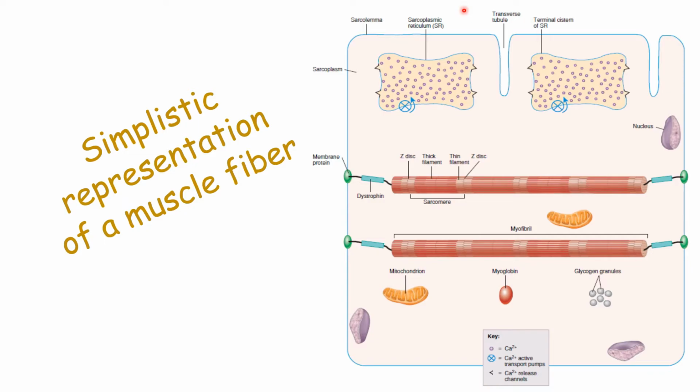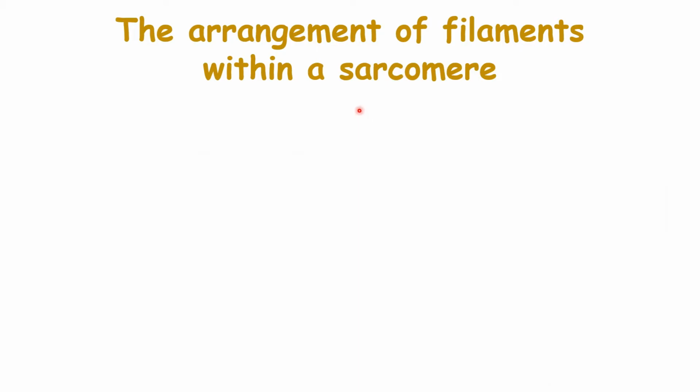In a relaxed muscle fiber, the sarcoplasmic reticulum stores calcium ions, Ca2+, and the release of Ca2+ from the terminal cisterns of the sarcoplasmic reticulum triggers muscle contraction. Now we'll discuss the arrangement of filaments within a sarcomere.